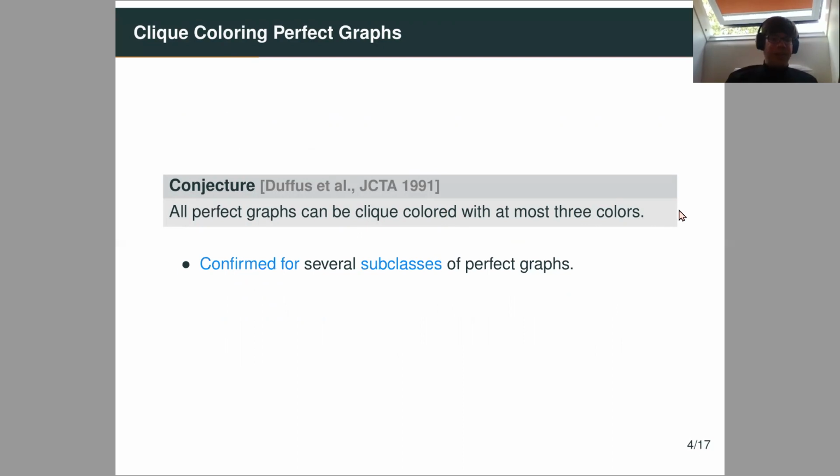For the longest time, this was believed to be true, also because for many subclasses of perfect graphs, this conjecture has been confirmed. But finally, in 2016, it was refuted by Shabi and others who showed that perfect graphs may actually need an unbounded number of colors in a clique coloring.